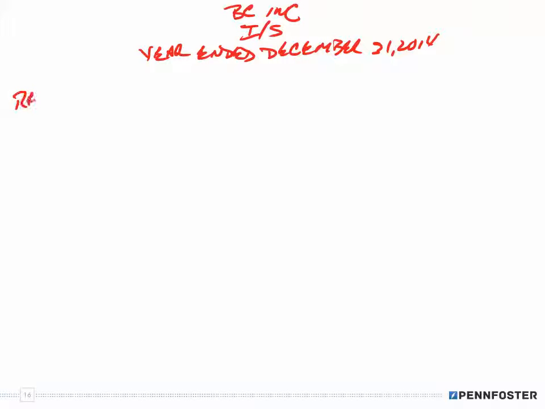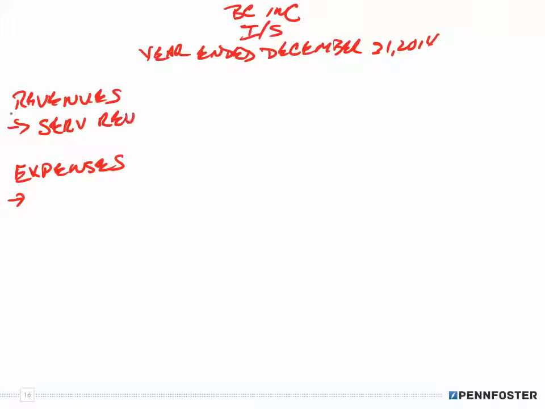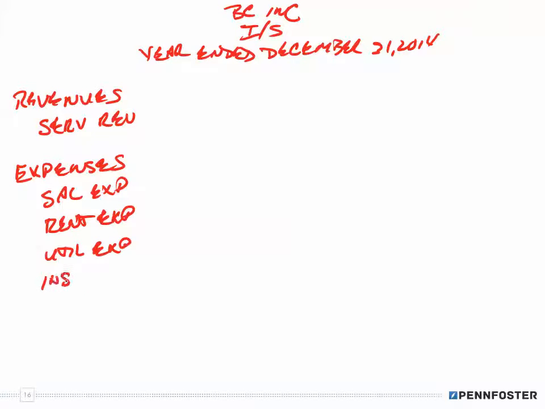Okay, so the next thing I do, and again, this here is center aligned, is I write the category of accounts. So I'm going to write revenues and expenses. Actually, I'm going to write that up a little bit more because I only have one revenue account. And of course, we indent the accounts when we write the accounts in. So I have service revenue, and then I have for expenses salary expense, rent expense, utilities expense, insurance expense, and supplies expense.